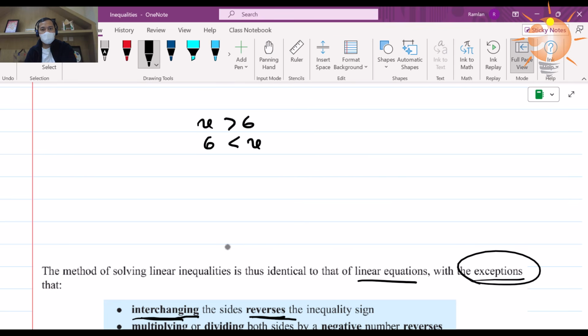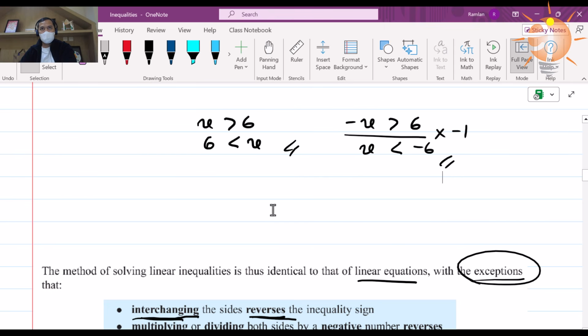The second one is multiplication. For example, if I have negative x is greater than 6, when you have a negative in an inequality or an equation, you want to remove it. So you need to multiply or divide by negative 1. If you multiply by negative 1, you get x, and the other side becomes negative 6, because this side also needs to be multiplied by negative 1. It means that the sign is reversed. So these are the two most basic and most important things you need to pay attention to when dealing with inequalities.